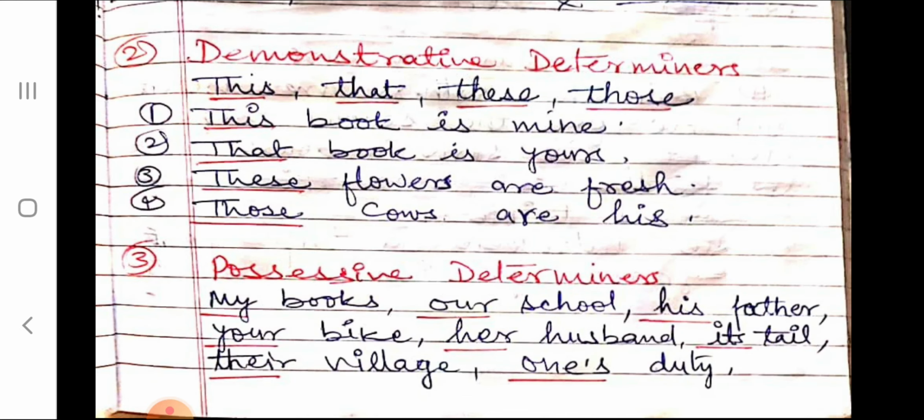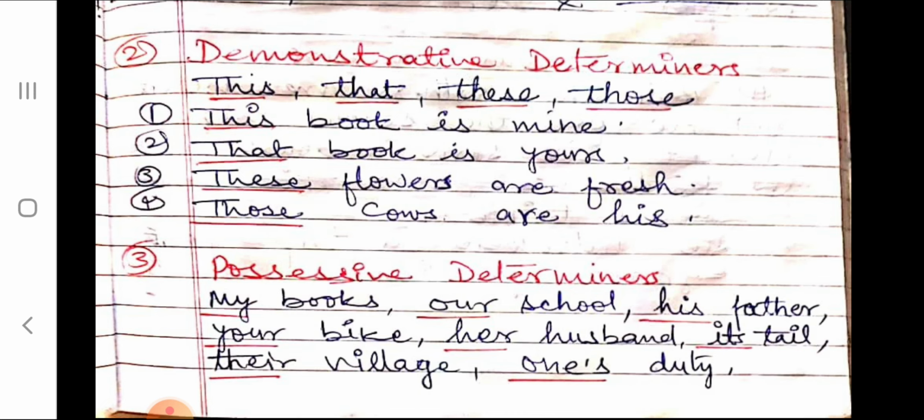Demonstrative determiners. Demonstrative determiners are four in number: this, that, these, those. Dears, this is used before singular nouns. This is used before the countable singular noun which is placed nearby you. Means something that is very much close to you, and you say, this book is mine. It means the book is very much close to you, and the book is singular in number.